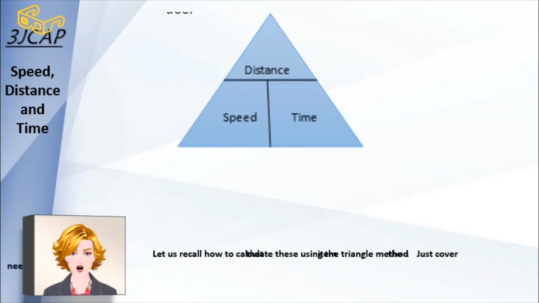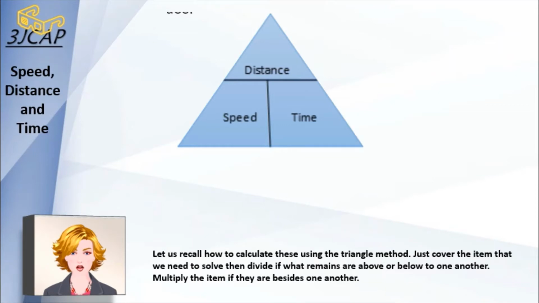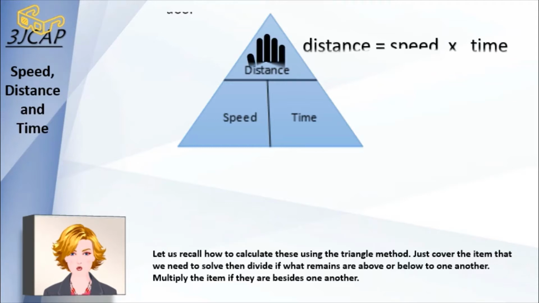Let us recall how to calculate these using the triangle method. Just cover the item that we need to solve, then divide if what remains are above or below one another. Multiply the items if they are beside one another.